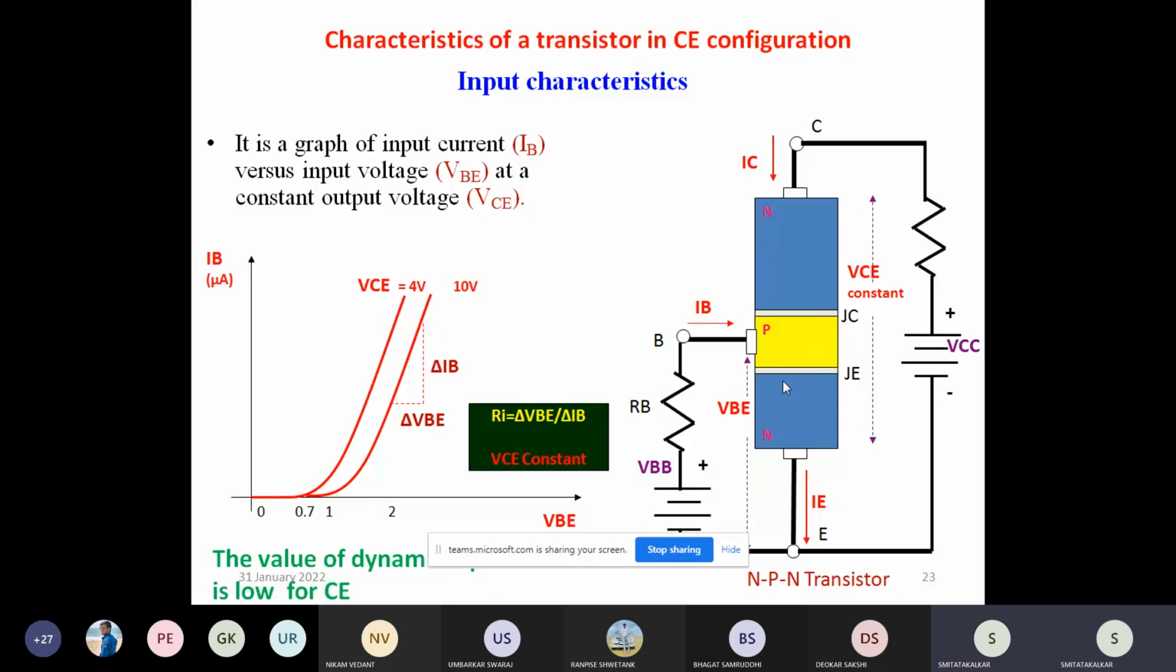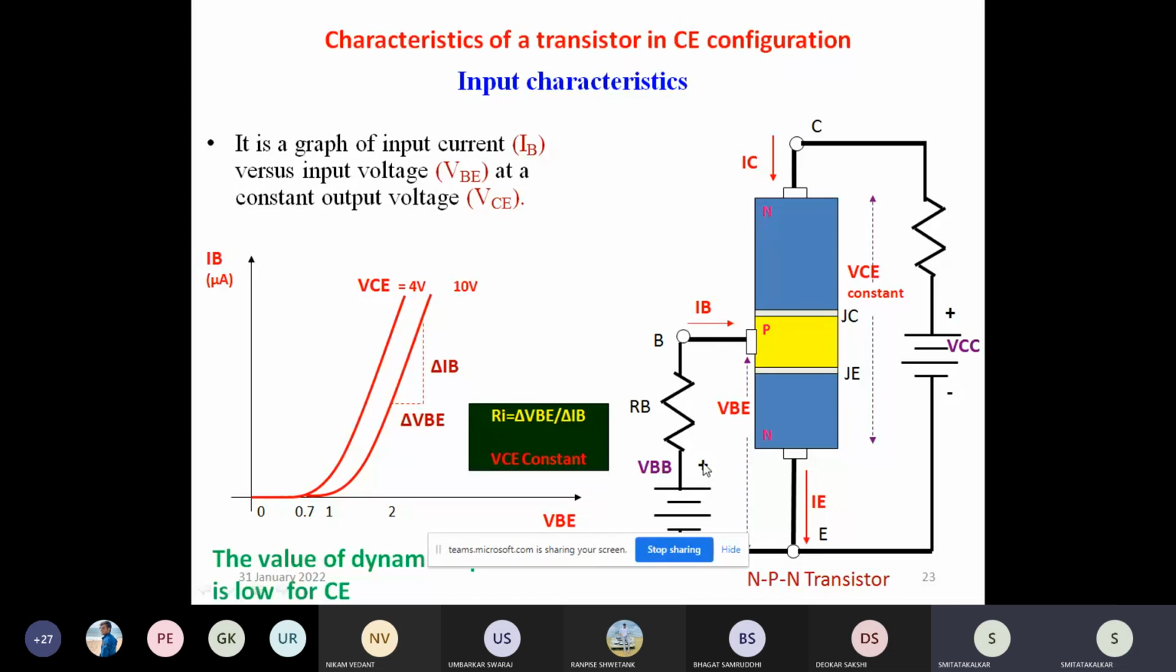How is the junction formed? Holes from the P region move across to the N region, and some electrons from the N region move to the P region, creating charge at the junction. That is why the polarity at the emitter terminal is negative.